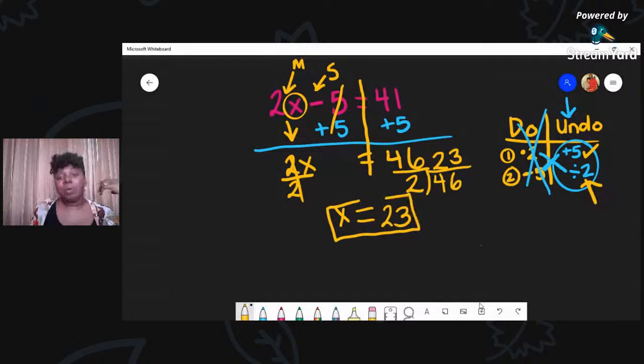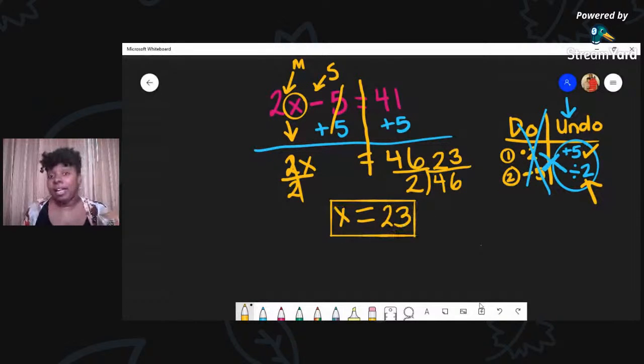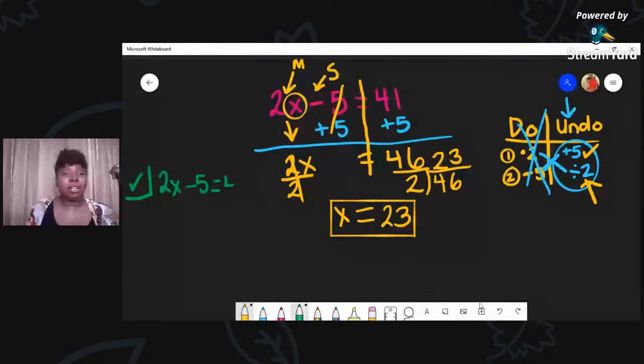Okay. Now, you're not done because you need to make sure you didn't make a mistake. So we always check our work. So go back to that original equation. And does x really equal 23? Well, let's see. Let me plug it in. I'm going to replace this x with my answer to see, do I get 41?